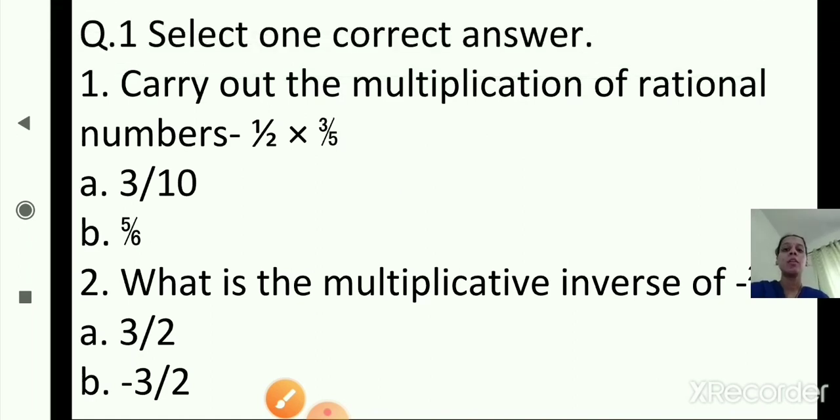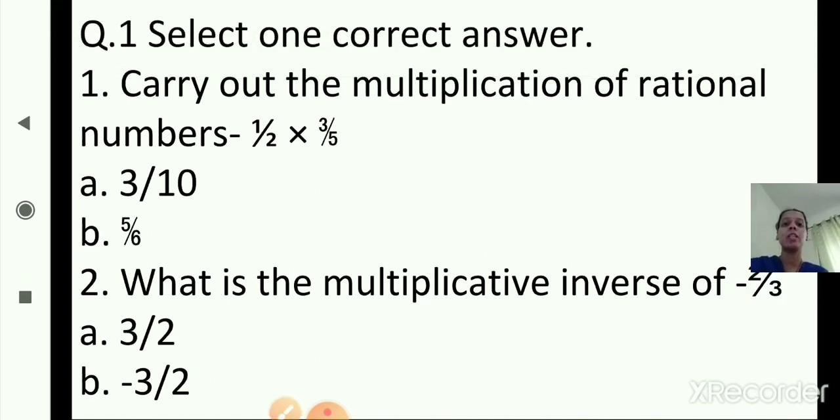Now we'll see the questions based on this lesson. This type of question can come in the exam. So we will see the questions based on lesson number 5. Question number 1 is: select one correct answer.